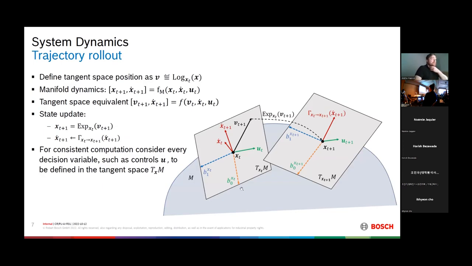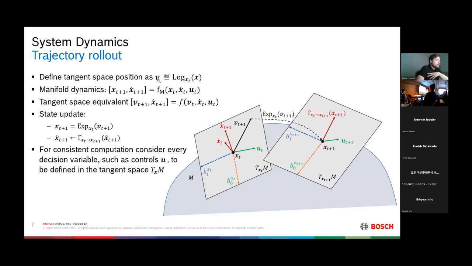So let's consider this example. Here we have a manifold and two states, x_t and x_{t+1}, which can be part of a control rollout, and you can see the two corresponding tangent spaces. As we discussed before, we have this basis defined, and in this case this is a two-dimensional plane, so we have two basis vectors here, and these are consistently defined in every state of the trajectory.